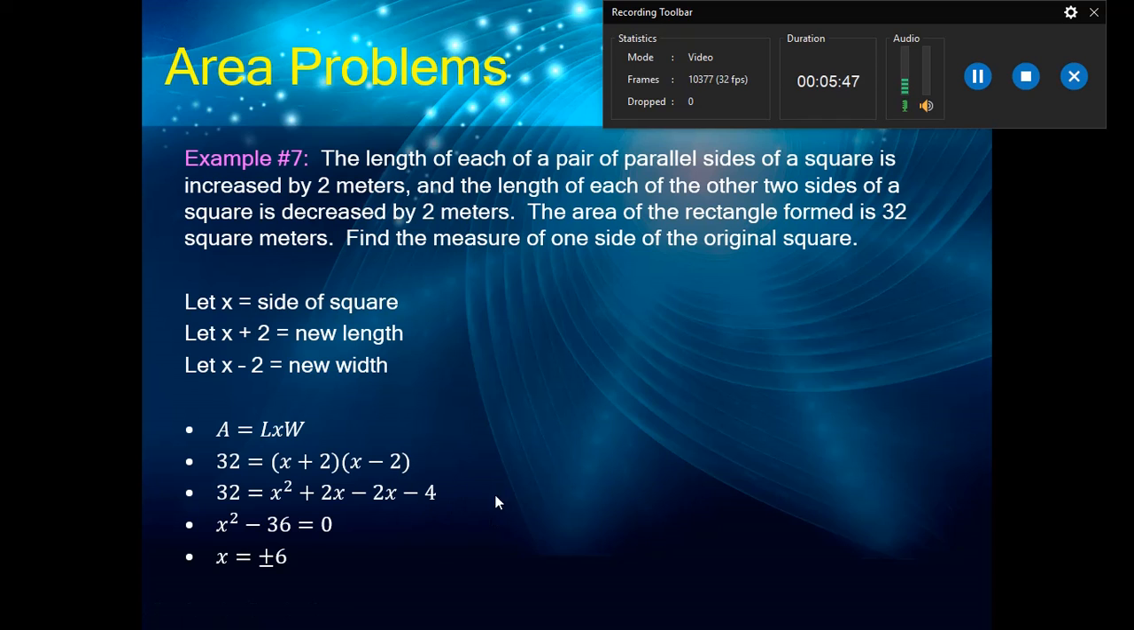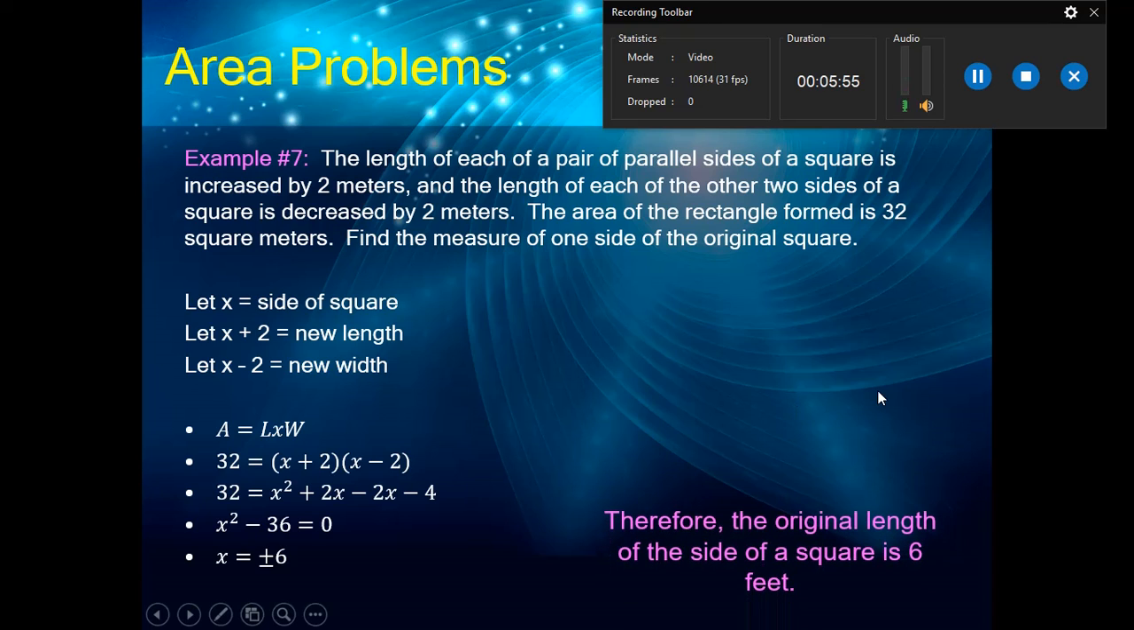Again, I'm acknowledging both roots, but the length of negative 6 would not be the length of a side of a square. So we're going to use the positive root, and the original length of my square was 6. I put feet, but it's really meters.